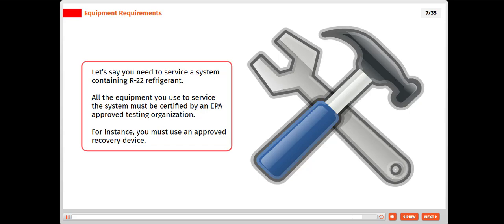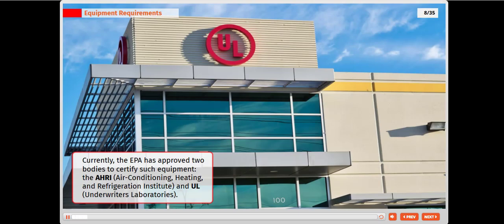Currently, the EPA has approved two bodies to certify such equipment: the AHRI, Air Conditioning, Heating, and Refrigeration Institute, and UL, Underwriters Laboratories.